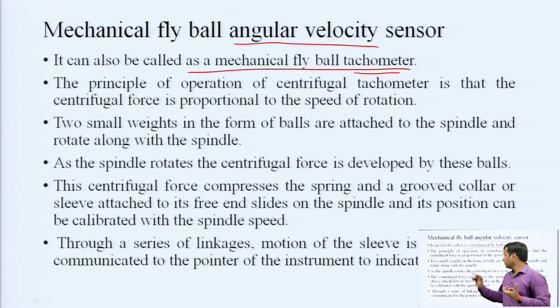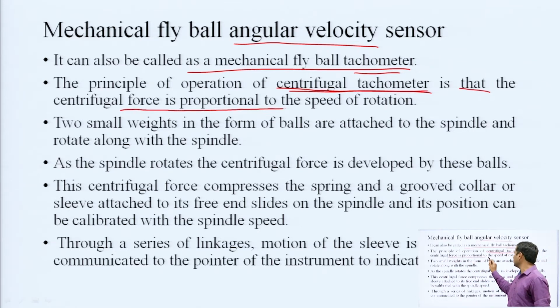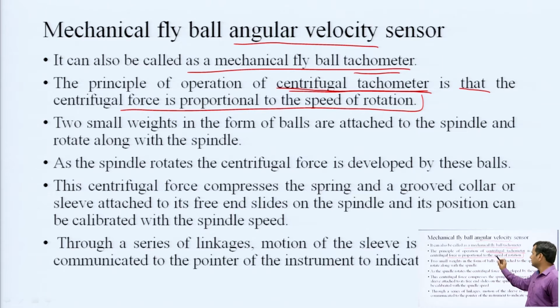So, we will see the arrangement, then we are going to see the principle of operation of the centrifugal tachometer. It can also be called a centrifugal tachometer, because the basic principle is on the centrifugal force of the mechanical fly ball angular velocity sensor. It is called a centrifugal tachometer because the centrifugal force is proportional to the speed of rotation.